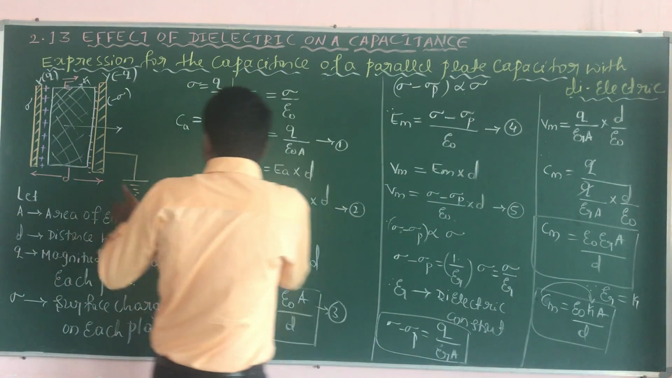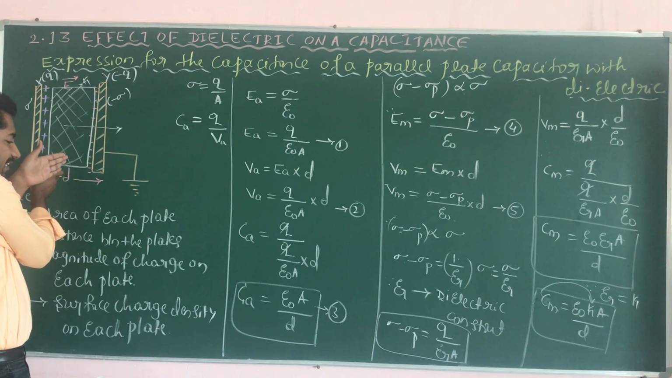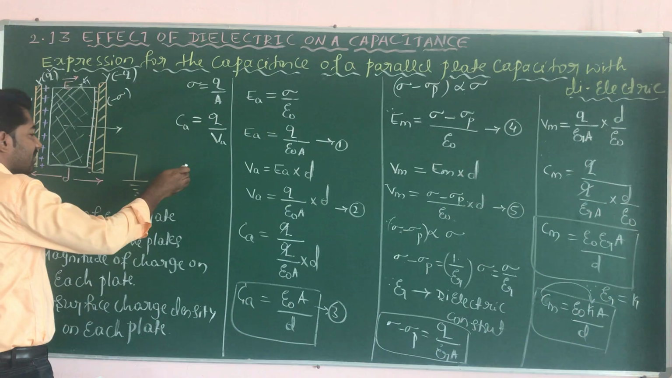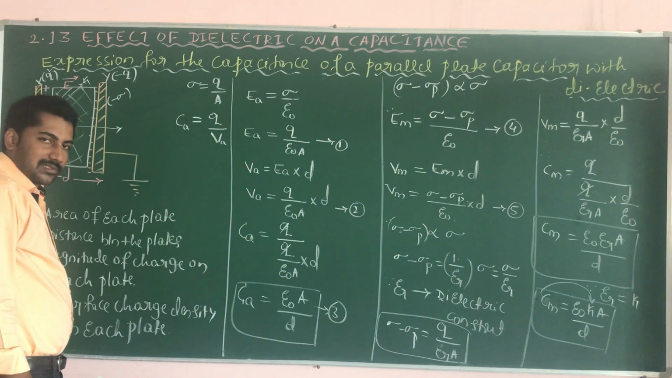If the distance between the plates of the capacitor decreases, the capacitance of the capacitor increases. If the distance decreases, the capacitance increases.